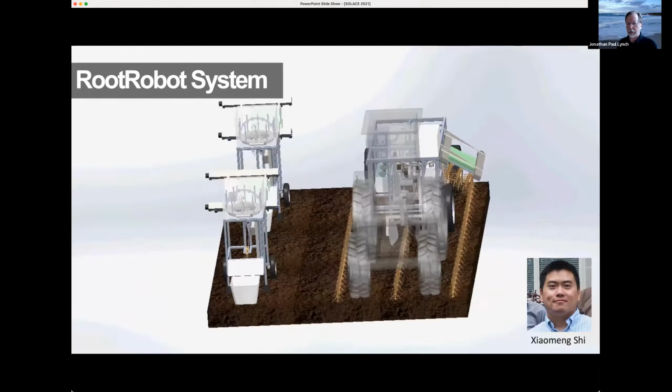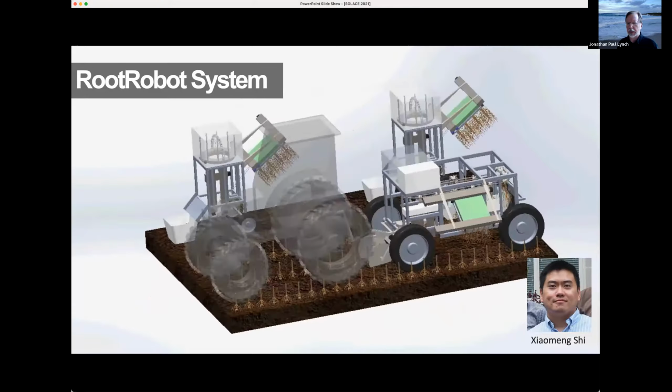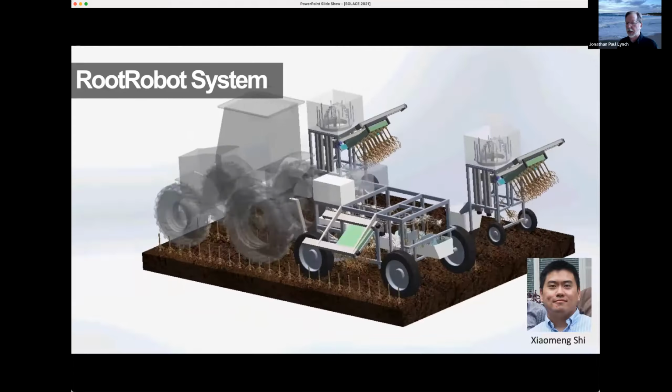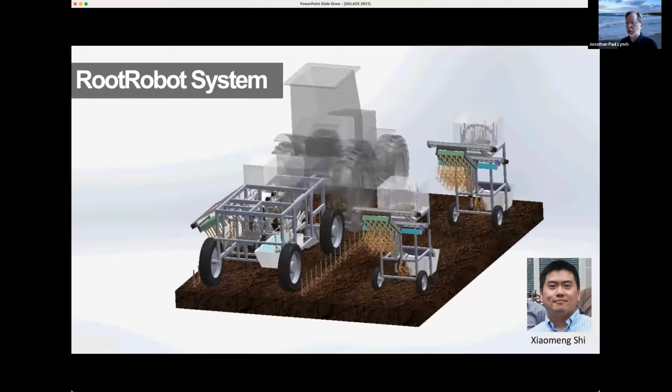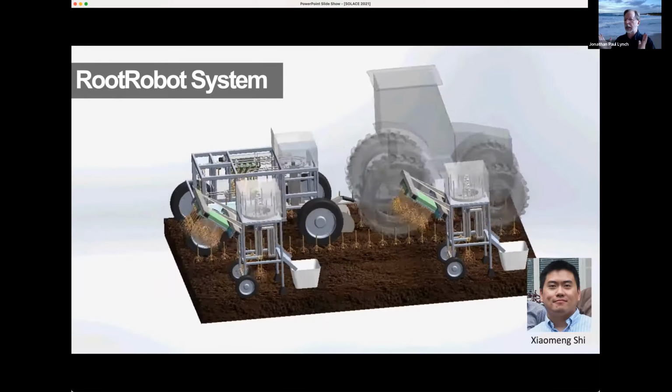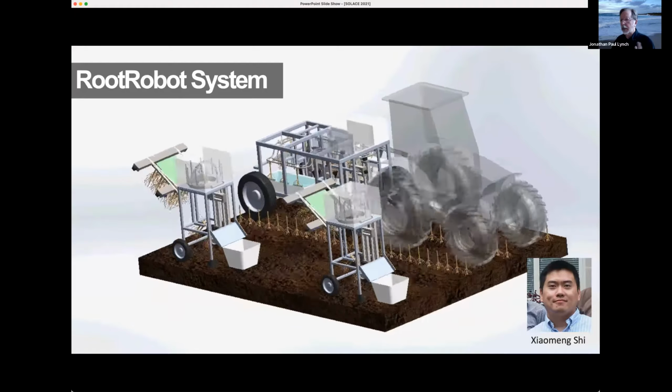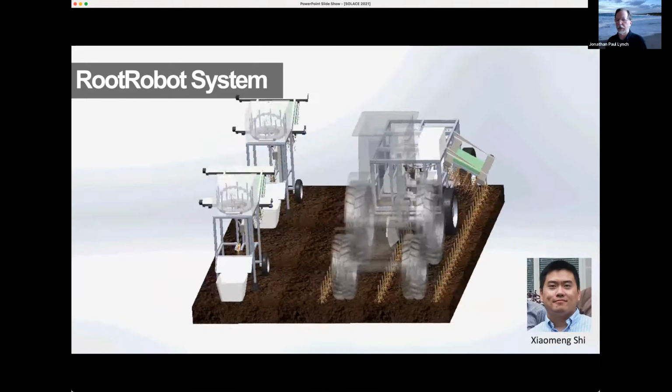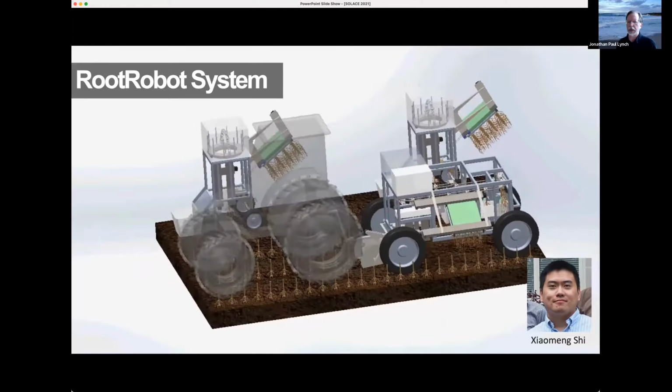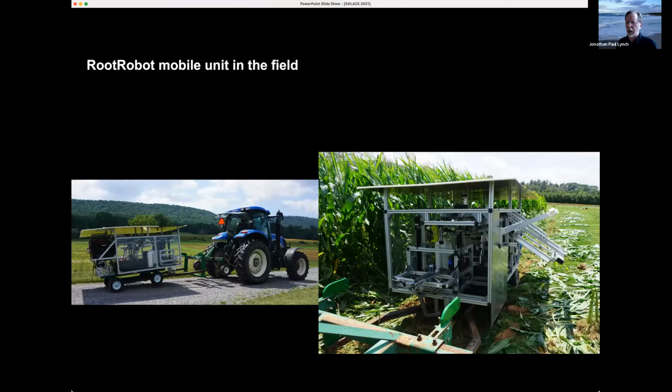And this is the work of Xiaomeng Shi here at Penn State. So the idea is a tractor-drawn implement would automatically lift, clean, slice, and image root crowns, so that no human intervention is needed. We've had 1 year of evaluation of our prototype. Here it is being drawn behind a tractor at our field site in Pennsylvania. Here it is in the field processing maize root crowns in the field.